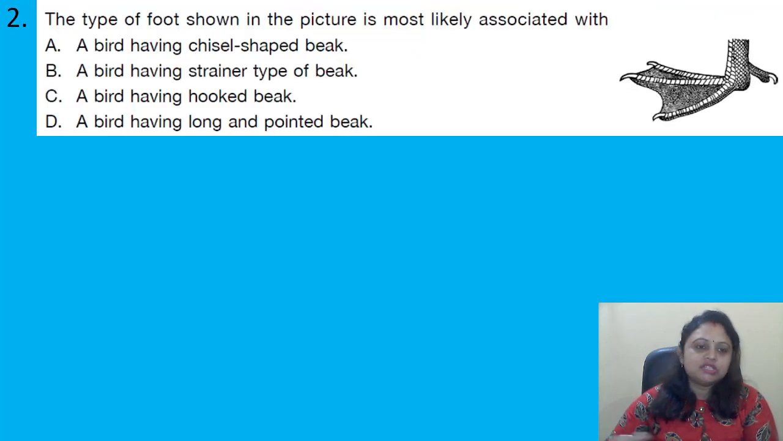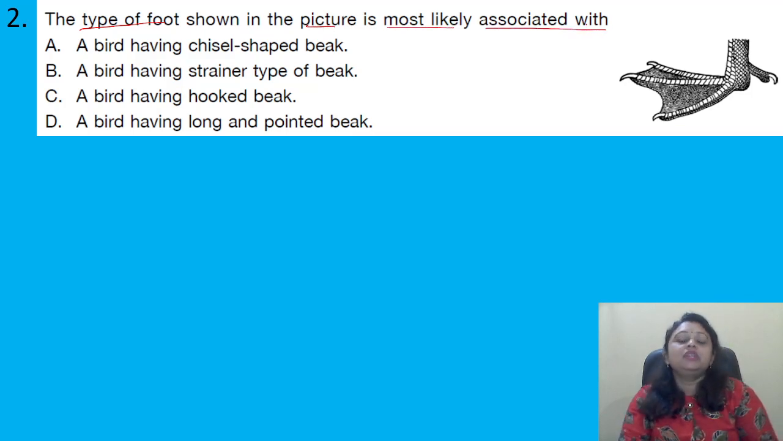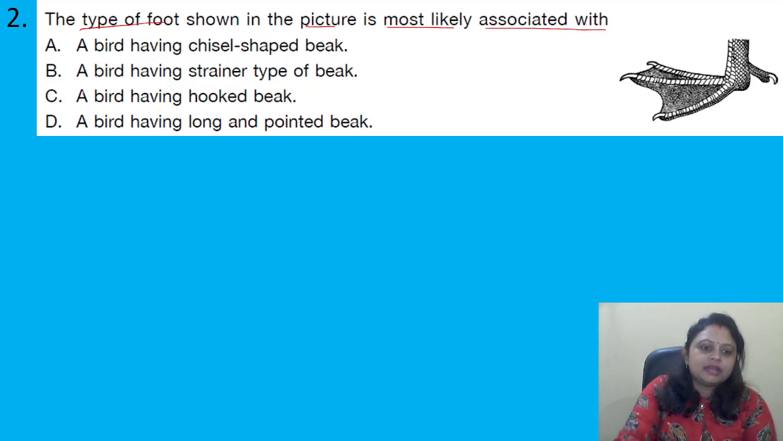Coming to the next question. The type of food shown in the picture is most likely associated with option A, a bird having chisel-shaped beak, B, a bird having strainer type of beak, C, a bird having hooked beak, D, a bird having long and pointed beak. Here a type of food is given in the picture, so we have to find out which type of beak it is most likely associated with. The correct answer is option B, a bird having a strainer type of beak. They possess this type of food.